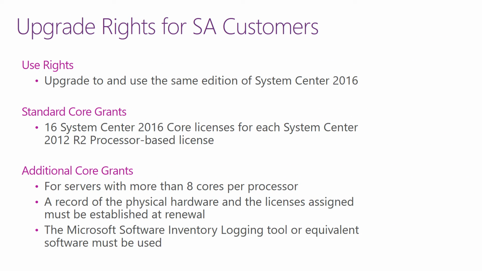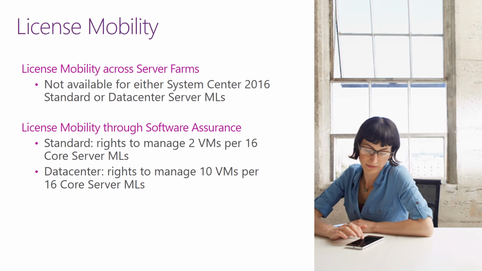Let's now turn our attention to some of the SA benefits that System Center customers are entitled to, starting with upgrade rights. This slide will look very familiar to you, because it's exactly the same as we saw for Windows Server 2016, where each System Center 2012 R2 processor-based license is entitled to a grant of 16 System Center core MLs, unless a record is kept of why an additional grant should be made. We saw that there is no license mobility for Windows Server 2016. Licenses cannot be moved from one physical server to another in an on-premises server farm any more frequently than every 90 days. And that is the same for System Center 2016 too.